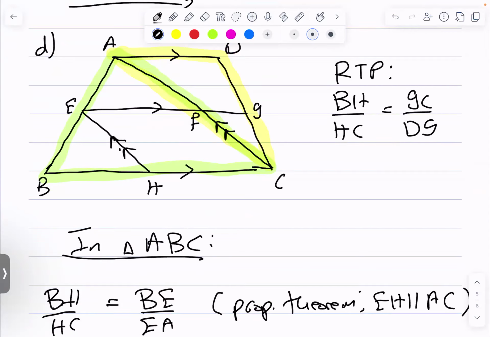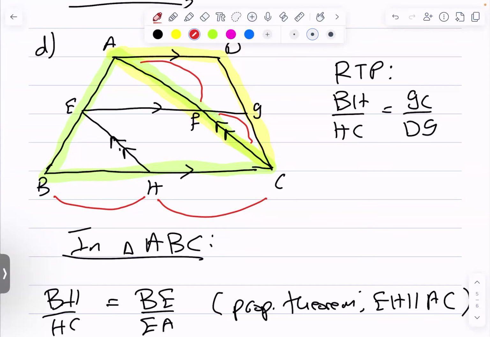Why did I not go with BH over HC? Instead, I went with BF over FC, though both of them are correct. Again, both of them are correct. But why did I choose to go with BF over FC instead of going with BH over HC? Who can tell me why?